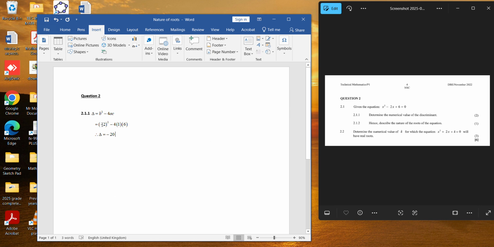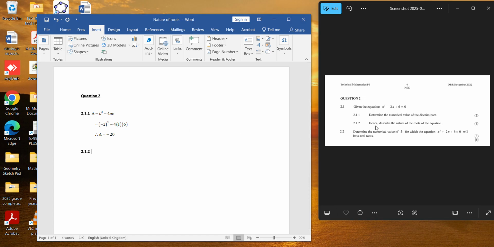How do we mark here? 1 mark for correct substitution into the correct formula. 1 mark for the value of delta. That's why the mark allocation there is 2 marks. We go on to 2.1.2. This is how you approach 2.1.1.